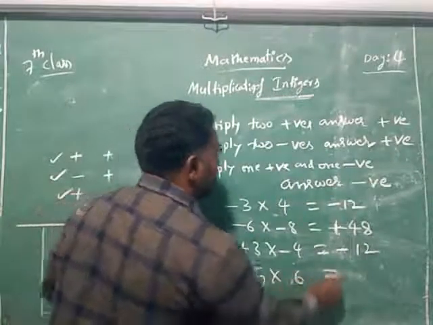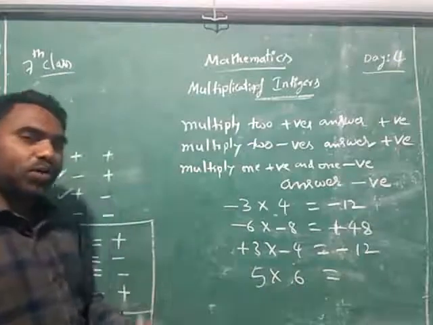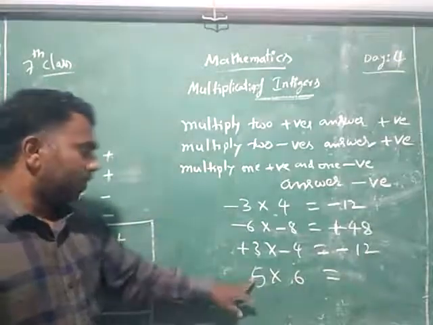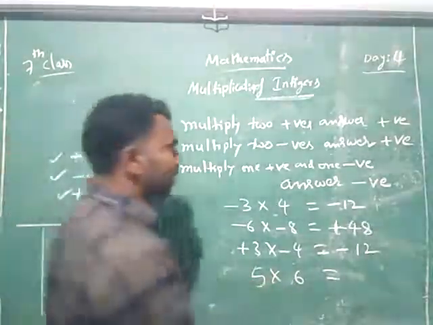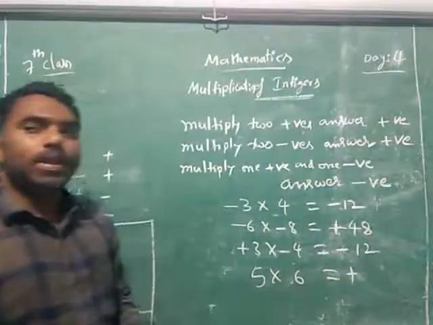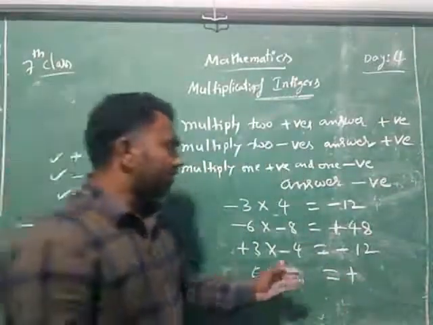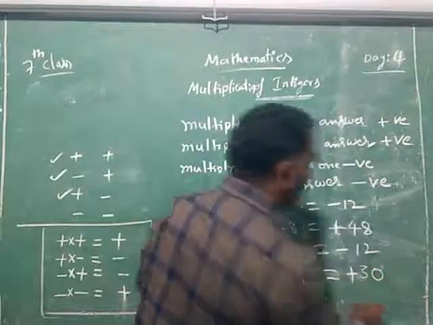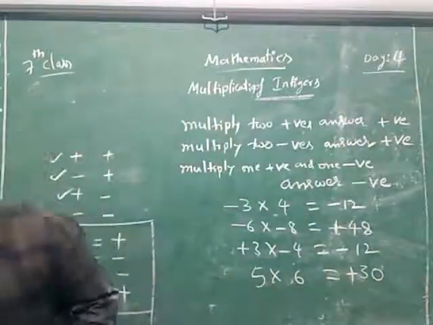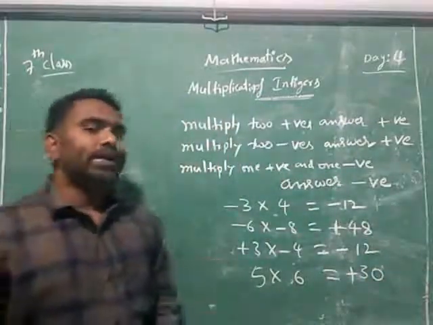5 into 6. First, what should we do? Multiply the symbols. Plus and plus. Plus into plus, plus. Next, numbers. 5 into 6, 5 6s are 30. So, this is the way of multiplying the integers.